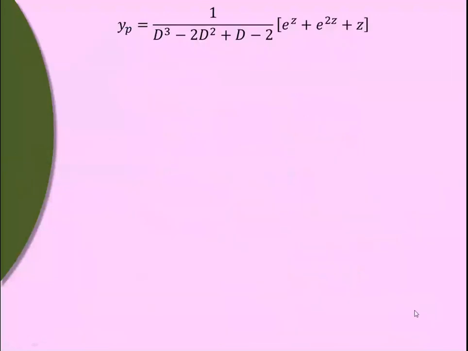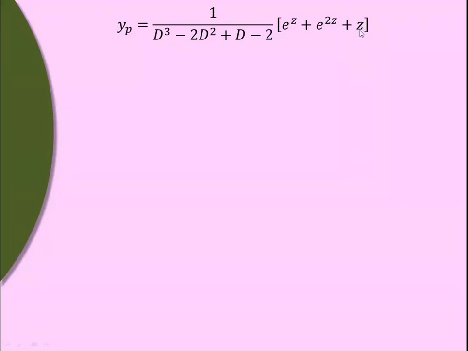Yp will be, taking all the terms to the other side, 1 upon D cube minus 2D square plus D minus 2 of e raised to z plus e raised to 2z plus z. Now, we know the formula for e raised to ax in the shortcut method. So we can use the shortcut method for e raised to z, e raised to 2z by using the corresponding formula of e raised to ax. Instead of x, now we have z term. And what to do with this single z?